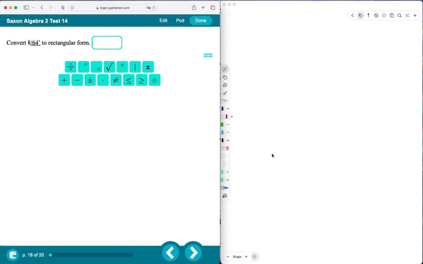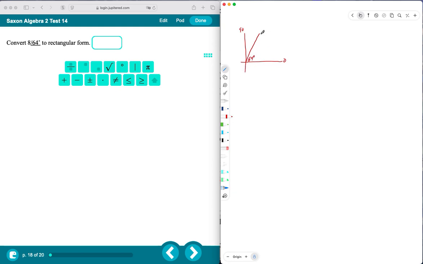All right, we're going to convert 8 at 64 degrees to rectangular form. So first you have to figure out where it lives. And this is going to live in that first quadrant because it's between 0 and 90 degrees. So this is 0, this is 90. 64 degrees is going to live about right here. 64 degrees.